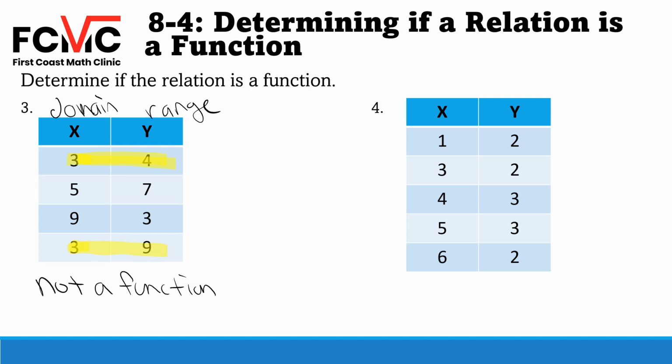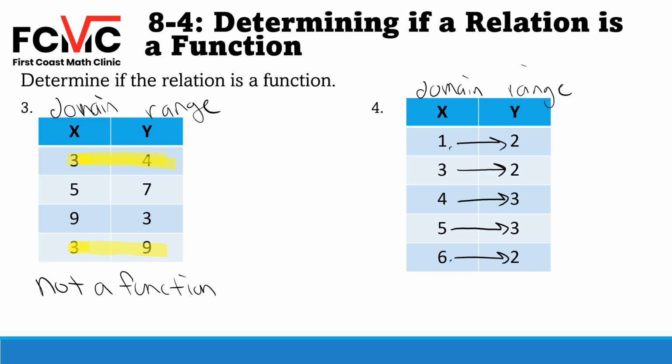All right, what about number 4? Again, X is our domain. Y is our range. Are any values in our X, our domain, paired with more than one value in our range? Well, do we have any repeating values in our domain? Well, we don't have any repeating values in our domain. 1 is only paired with 2. 3 is only paired with 2. 4 is only paired with 3. 5 is only paired with 3, 6 is only paired with 2.